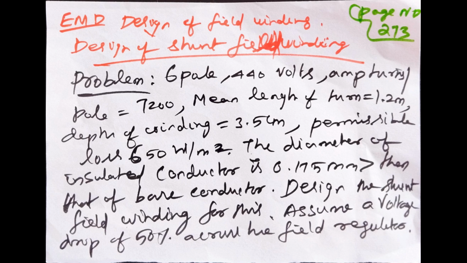Problem 2. Question: 6 pole, 440 volts, ampere turns per pole 7,200, mean length of turn 1.2 meter, depth of winding 3.5 centimeter, permissible loss 650 watts per meter square. The diameter of insulated conductor is 0.175 millimeter greater than that of bare conductor. Design the shunt field winding for this. Assume a voltage drop of 50% across the field regulator.